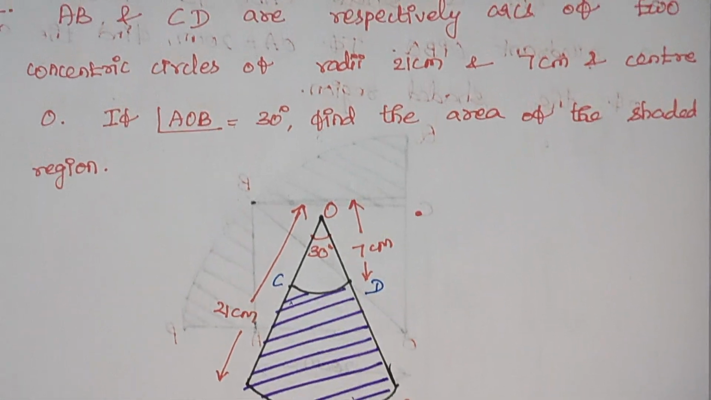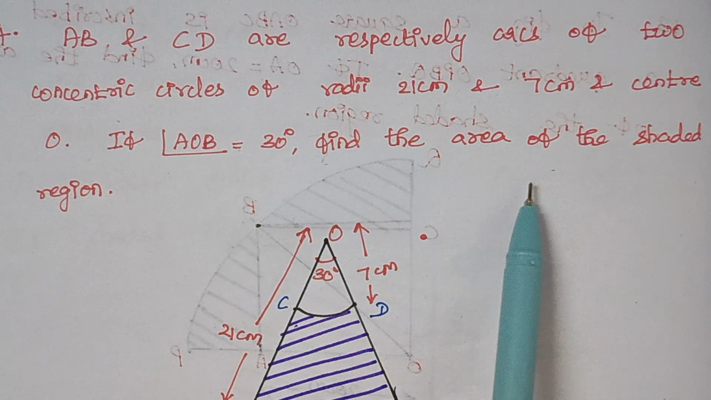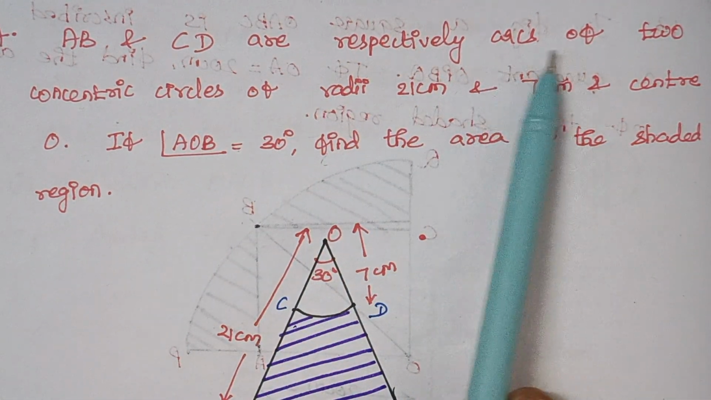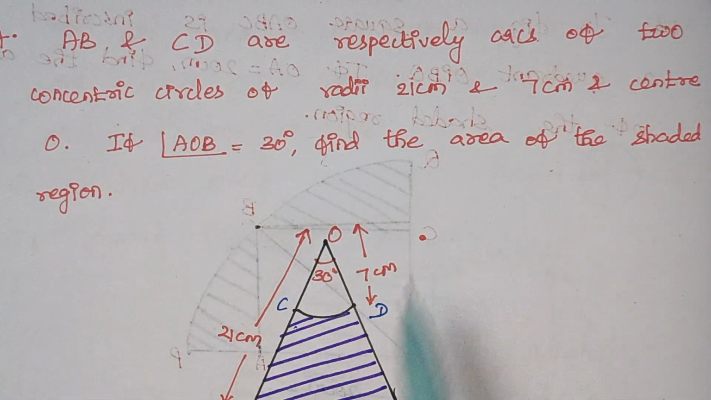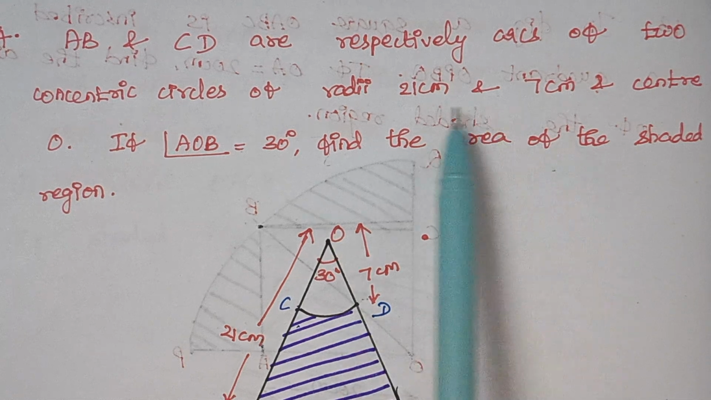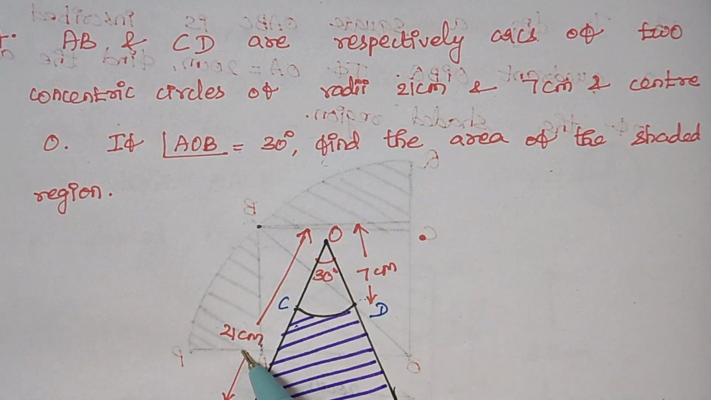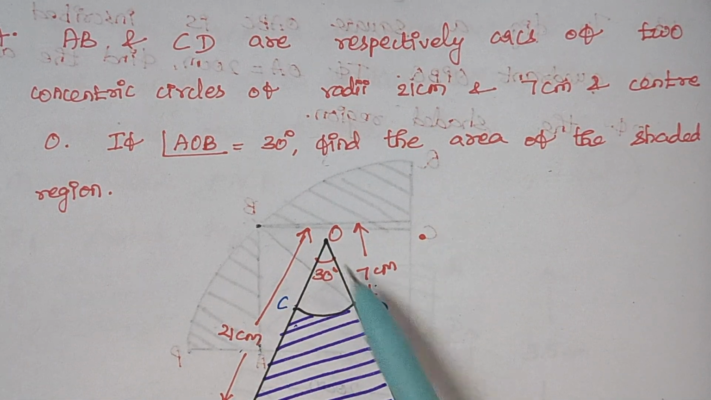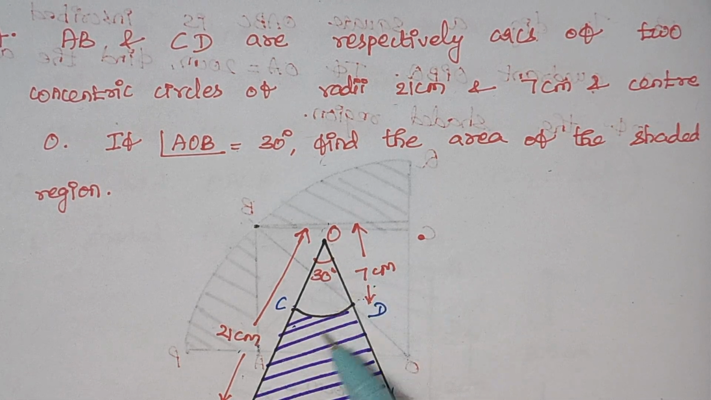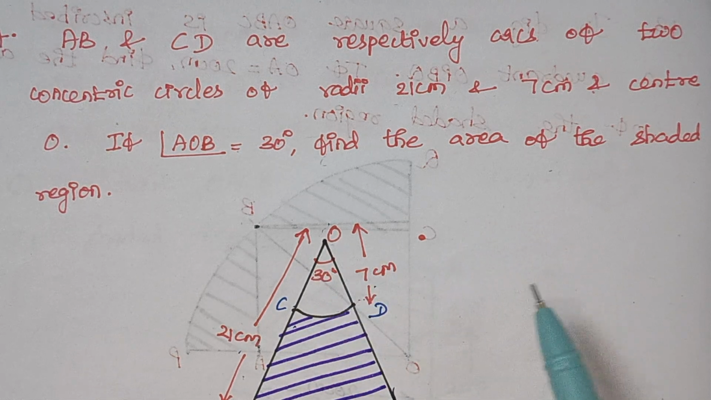What are all the given parameters? You see here they have clearly mentioned that AB and CD are respectively arcs of two concentric circles. So this is an arc and this is an arc, and the respective radii are 21 centimeter and 7 centimeter. The bigger arc has radius 21 and the smaller arc has radius 7, and the angle is 30.